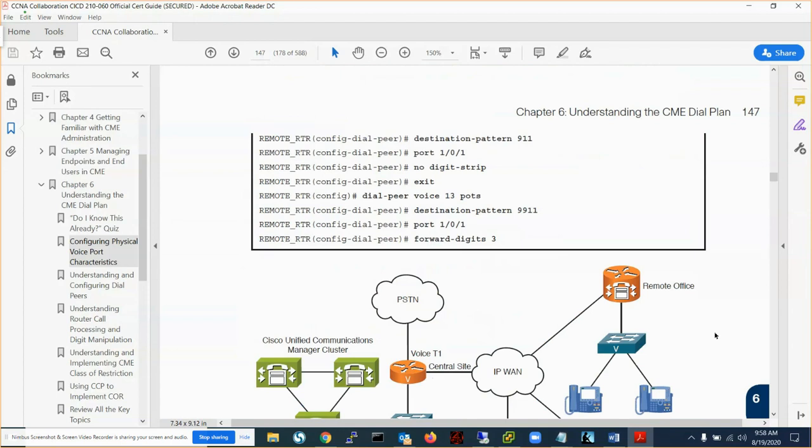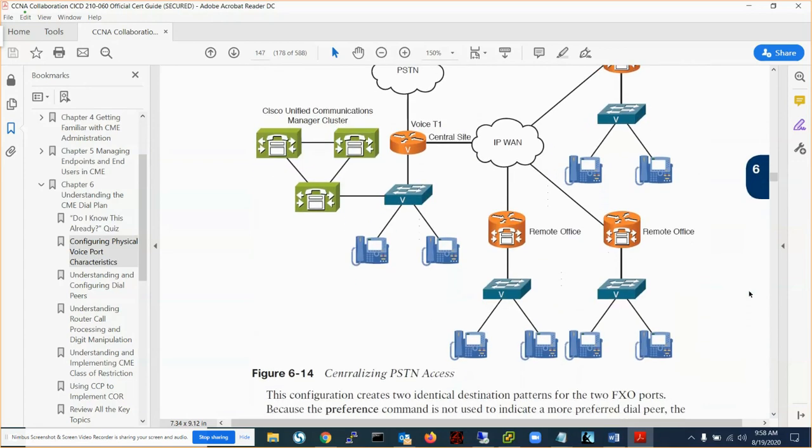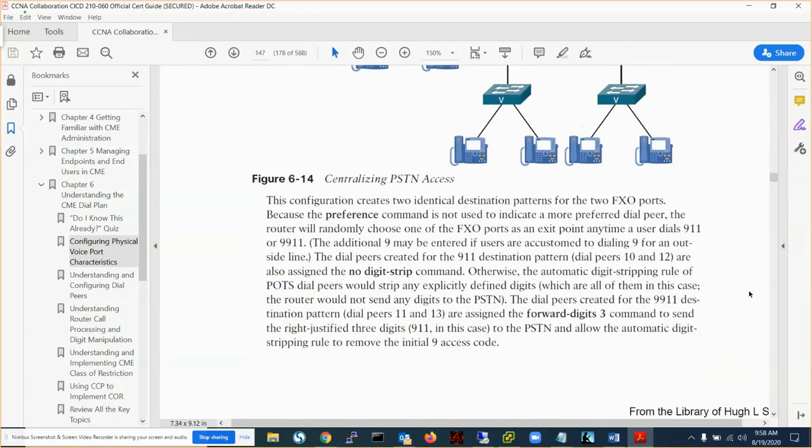And you do the same thing here. So you have that part, this time port 1/0/1, and same thing here: no digit strip, and then you have the 9911, and then you forward 3 digits. So that one is fairly simple. And that's more or less explaining what I explained just now, with the forward digits 3 and the no digit strip.